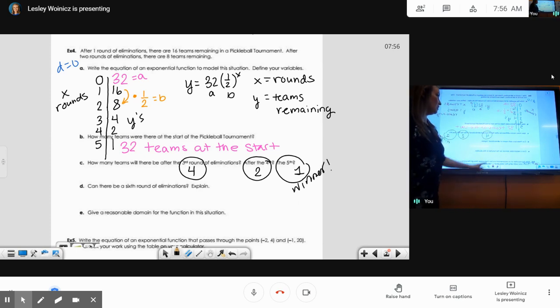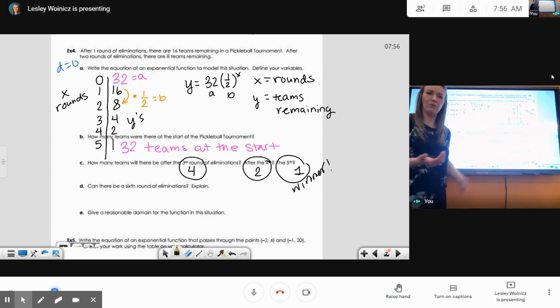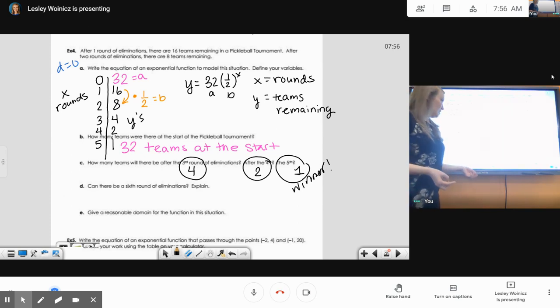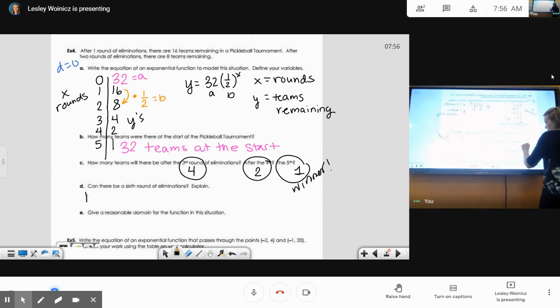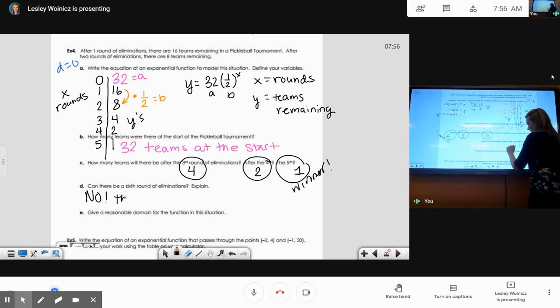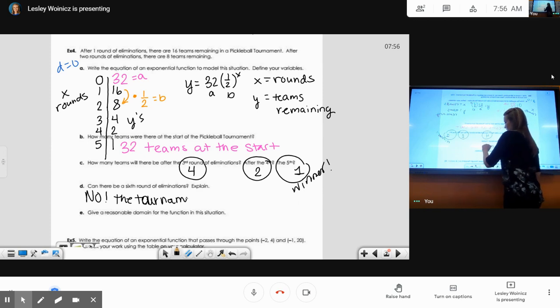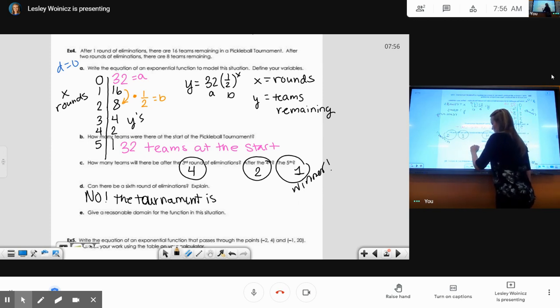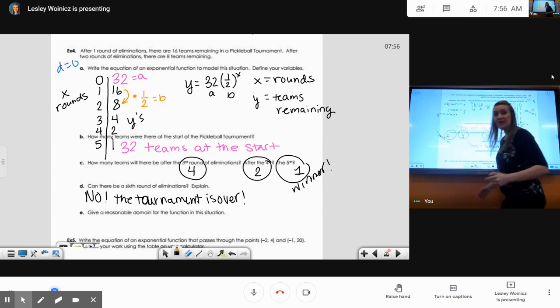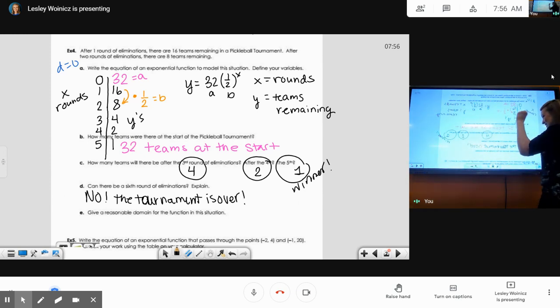The next one says, can there be a 6th round of eliminations? Well, if we already found the winner, we're not going to eliminate the winner, right? It doesn't make sense. So we would stop there because we're not going to go and eliminate one team and then have half a team competing in a pickleball tournament. So we are going to say no. The tournament is over. Somebody won, you guys. Time to celebrate.